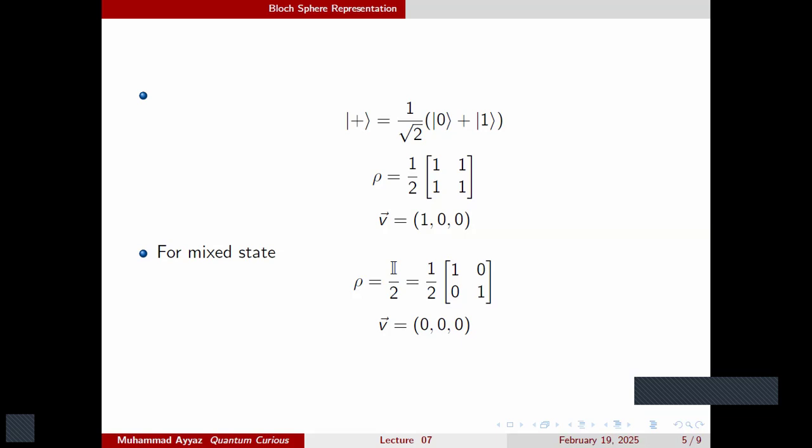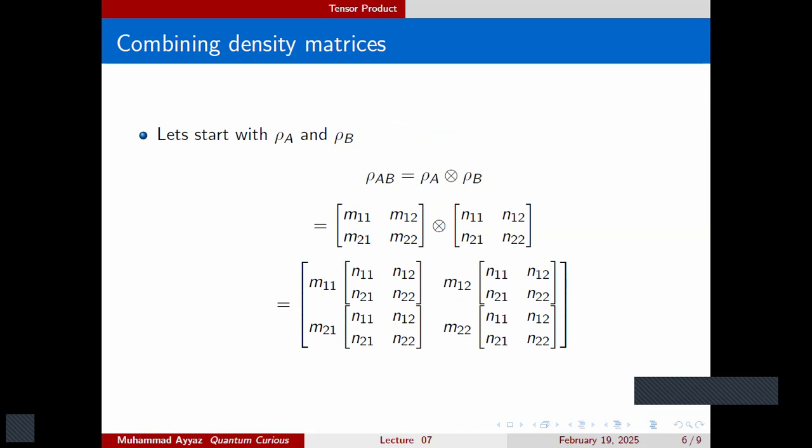So that's how we could categorize the density matrices on the basis of Bloch vector, and we could visualize them in the Bloch sphere. So now move on to the concept of the tensor product. So we saw how we can form the composite states from the individual states in the case of single qubits. So we could generalize that concept for the density matrices.